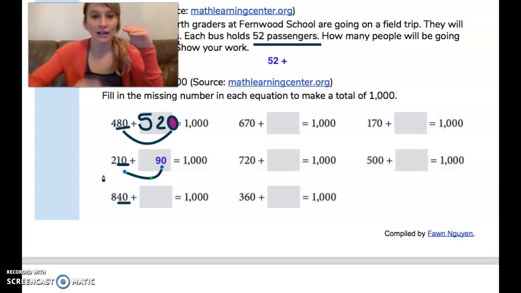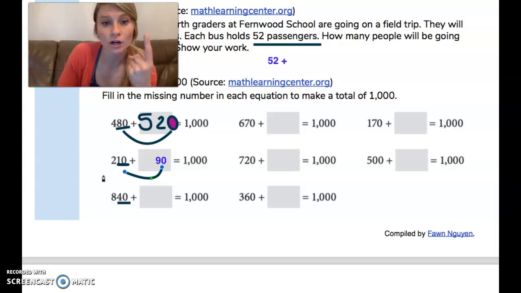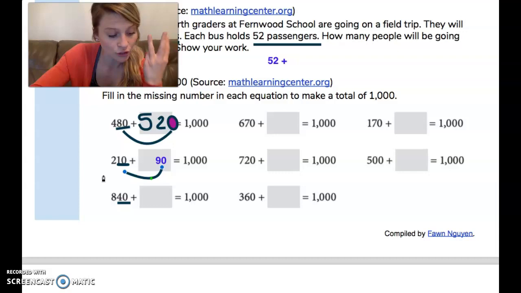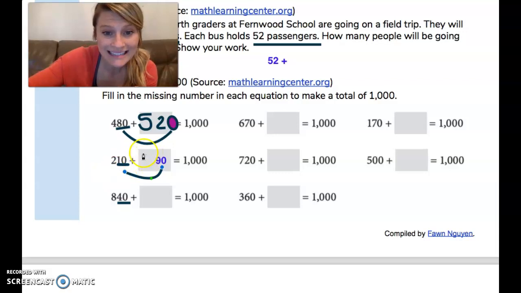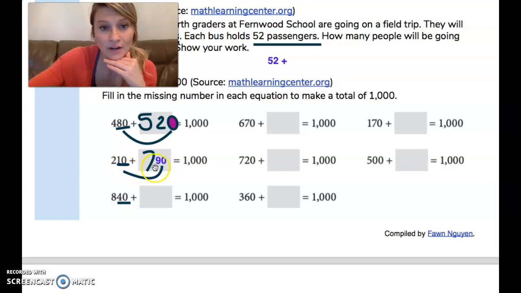Now we're at 300. How do we get to 1,000? 300, 400, 500, 600, 700, 800, 900, 1,000. We need 7 more hundreds. So 210 plus 790 equals 1,000. Do you see, I'm trying to connect these for you guys, how I'm always looking for my groups of 100.